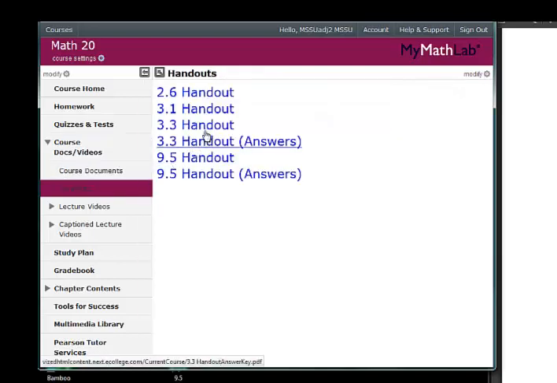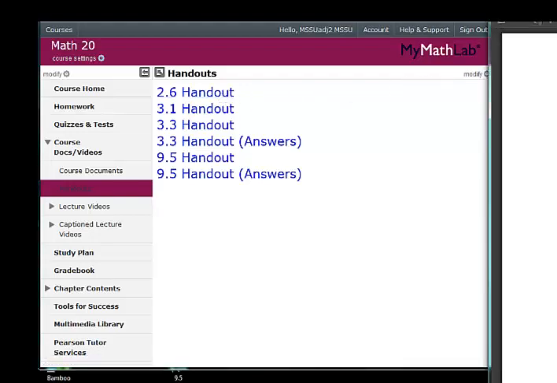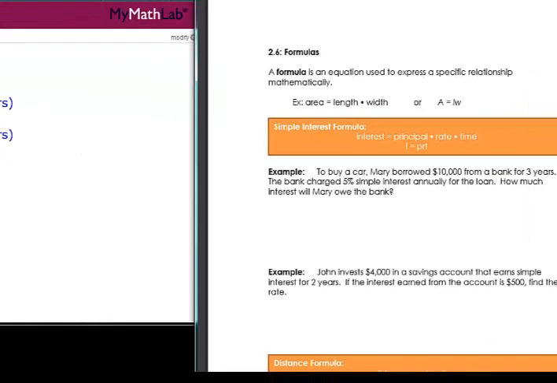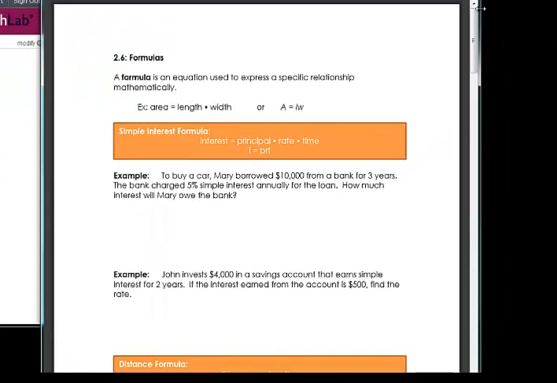And I know that there's a handout for 3.3, but we're finishing our notes right now, so I need you to click the handout for 2.6. And when you do that, it will take you to a handout that looks like this. And that's a formulas handout. Hopefully you've already opened this and worked through these back in chapter 2.6.